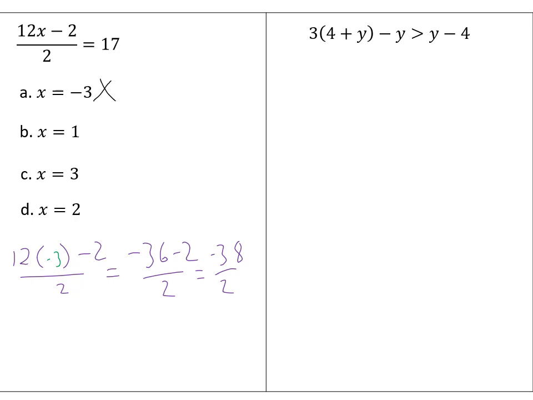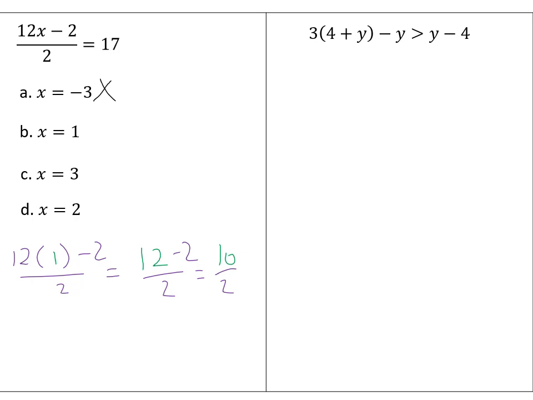See if I can get it. If I plug in the 1, so I'm going to erase that there and put a 1. That's going to change it. Instead of -36, that's going to be 12. 12 take away 2 is 10. 10 divided by 2 is 5.